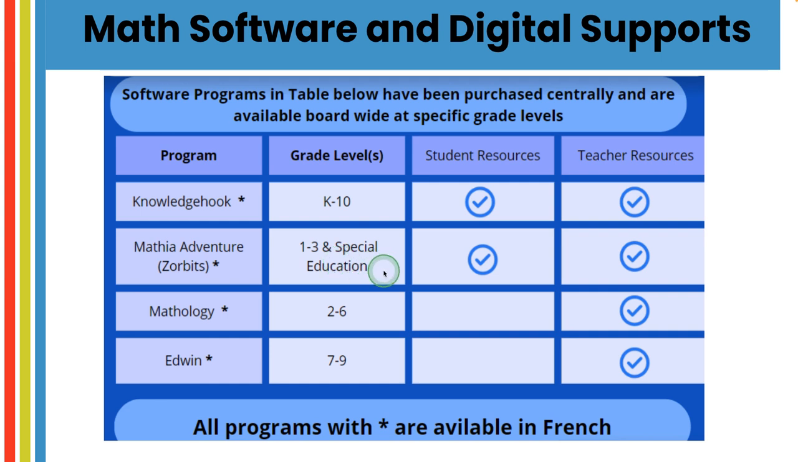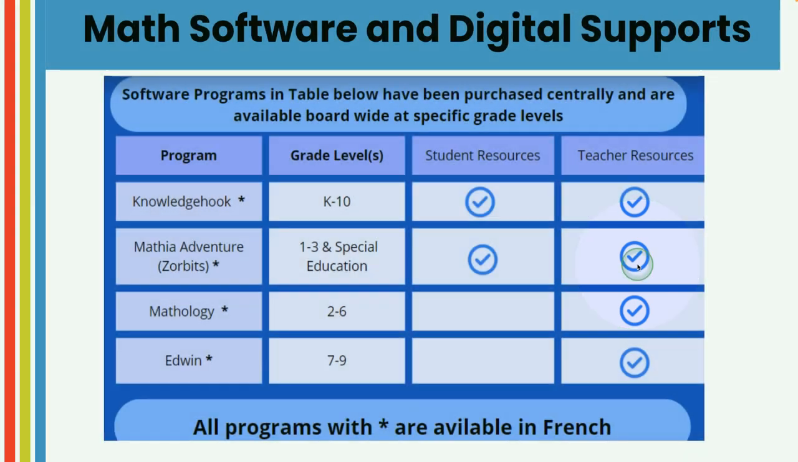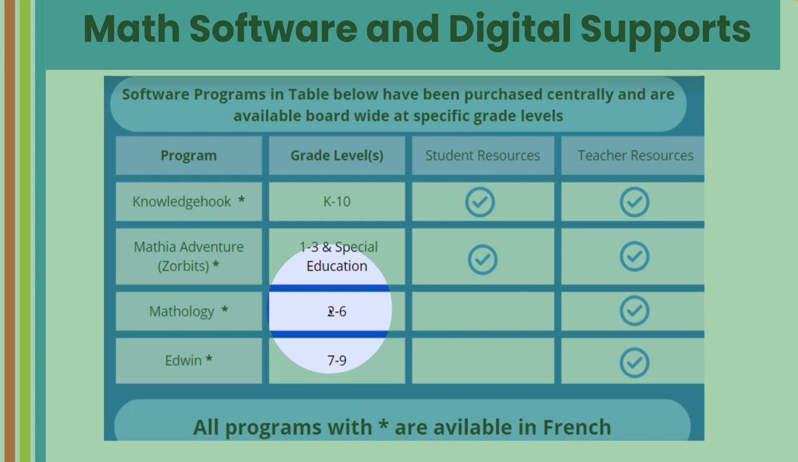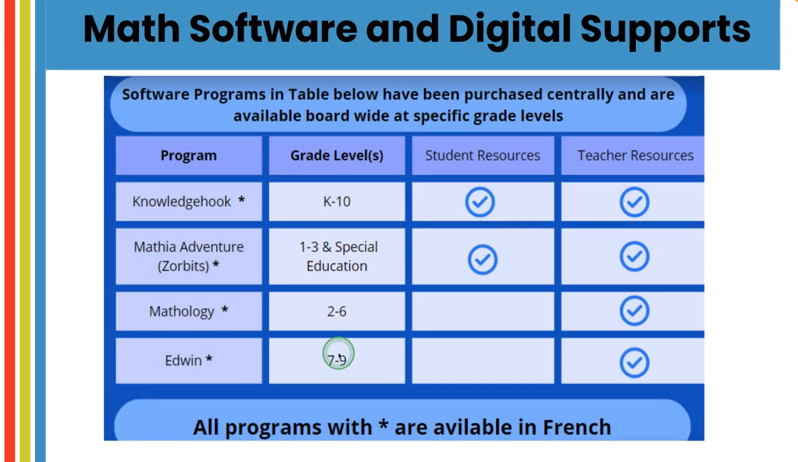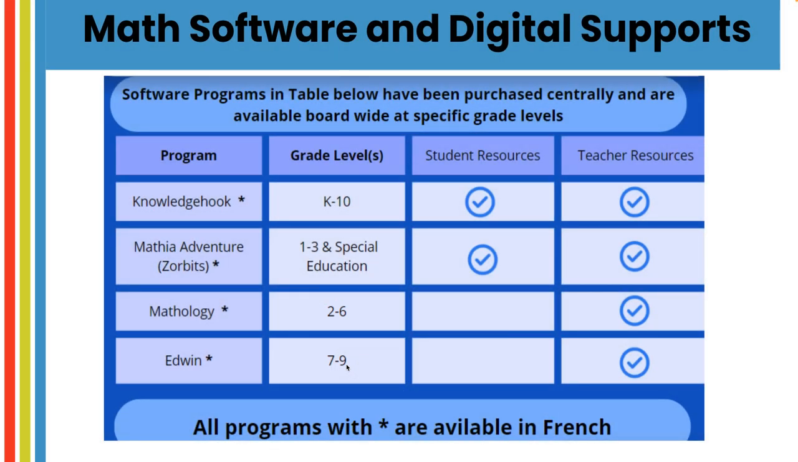Now, recently this has actually been upped to grade 1 to 6, but we would actually encourage people to use it from really like a grade 1 to 8, and we'll explain about that a little bit more later. Again, there's student and teacher resources available. And then we have Mathology and Edwin. Mathology is a 2 to 6 resource and available to all of those educators. And Edwin is for grades 7 to 9 to really focus and foster that cross-panel collaboration.